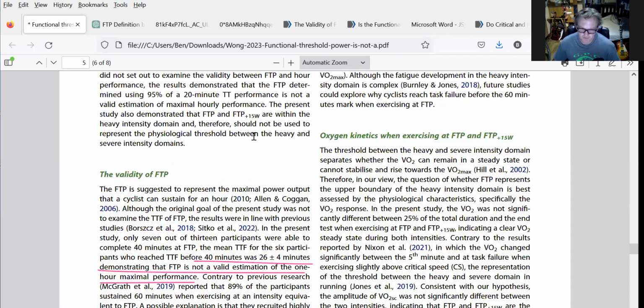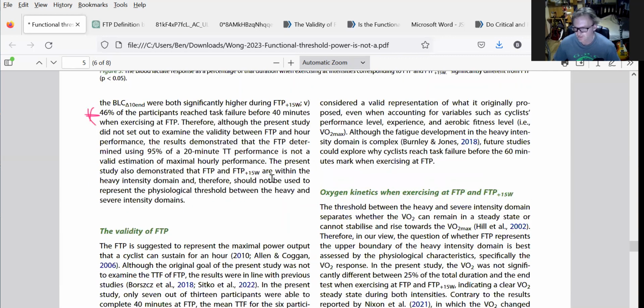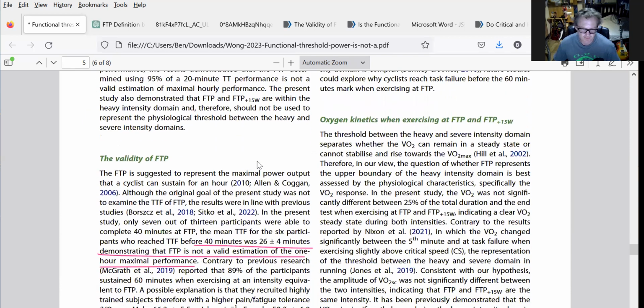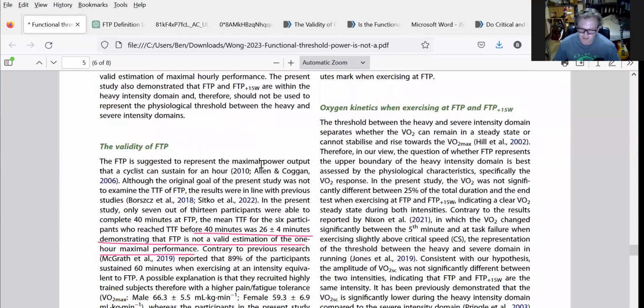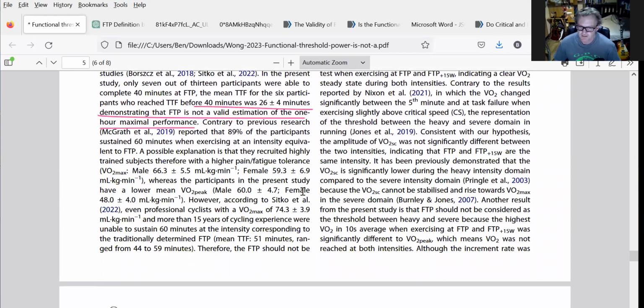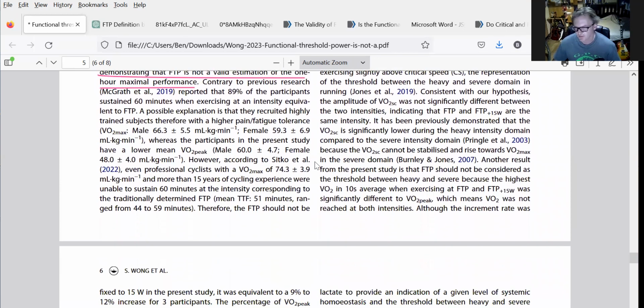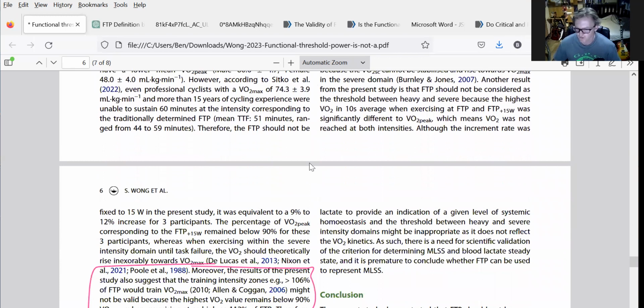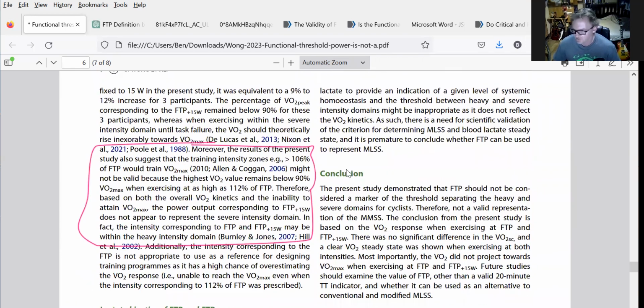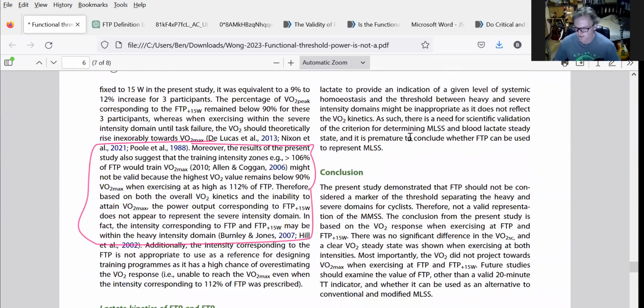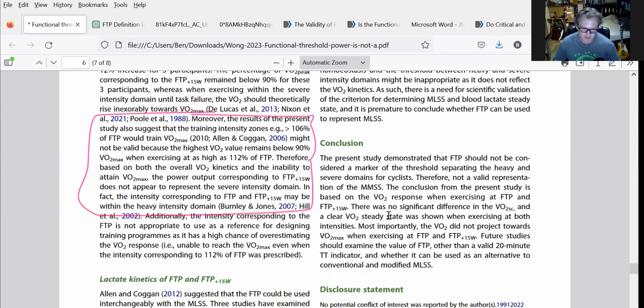46% of the participants couldn't hold 95% of their 20-minute power for 40 minutes. So the idea that you can take a percentage of your 20-minute power and hold it for an hour is just nonsense. It's not going to happen. There was another study published a couple of weeks ago that called it out. It's just not going to happen.